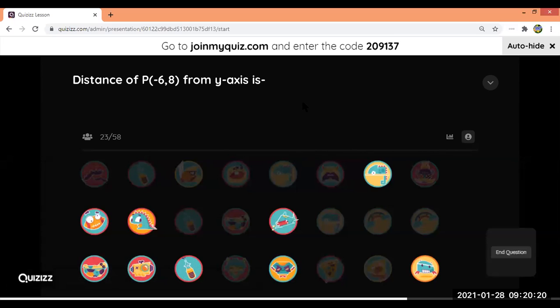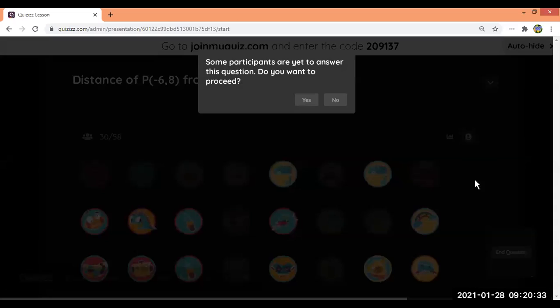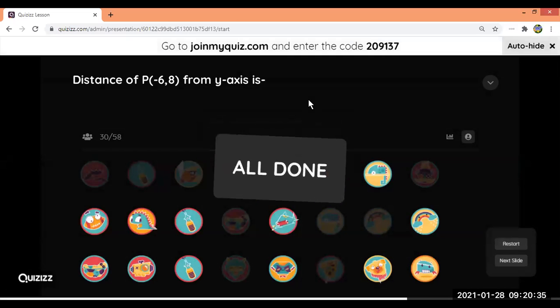So what is the x coordinate here? And you need to give the answer in positives, because distance is never negative. As simple as that. And 30 of you have submitted the answers. Let me end the question. Let us see how many of you have got it right.